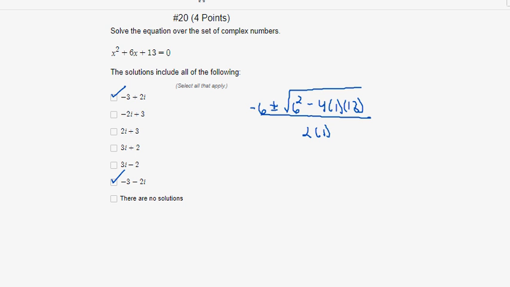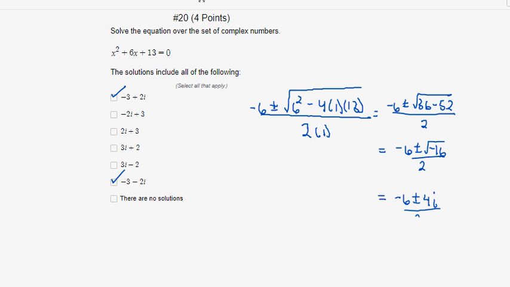All right, so that is -6 plus or minus the square root of 36 minus 52, divided by 2. That gives us -6 plus or minus the square root of -16, divided by 2. We recognize 16 as a perfect square, so we're looking at -6 plus or minus 4i divided by 2. And now, last thing, we need to simplify this fraction. So -6 divided by 2 gives us -3. And 4 divided by 2 equals 2.